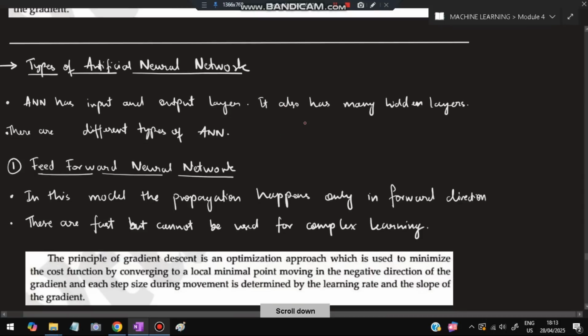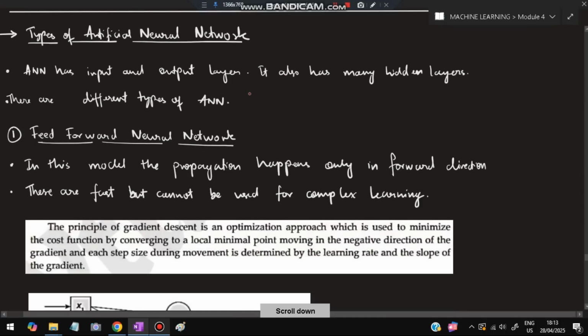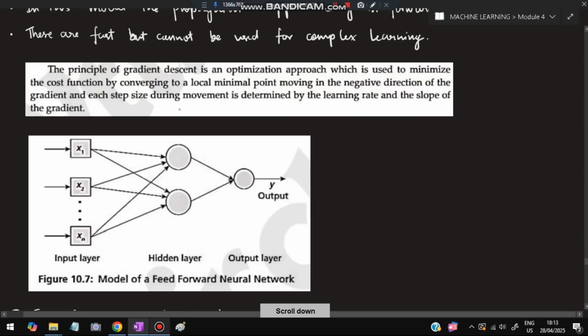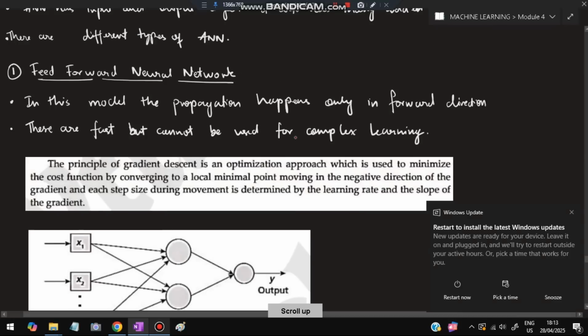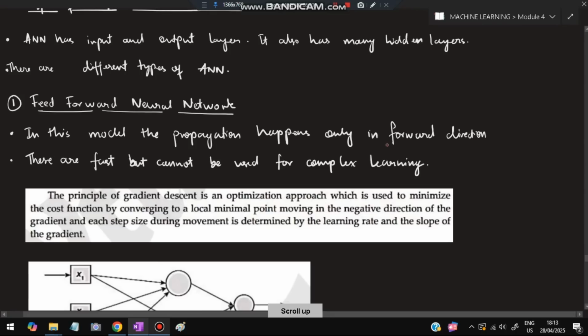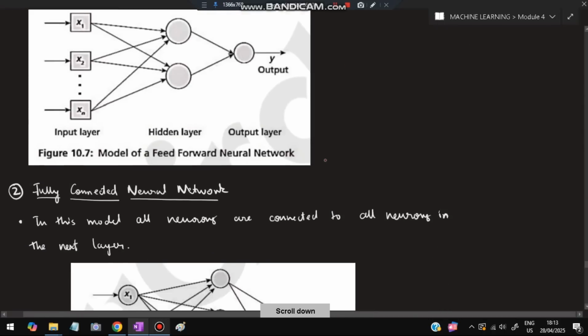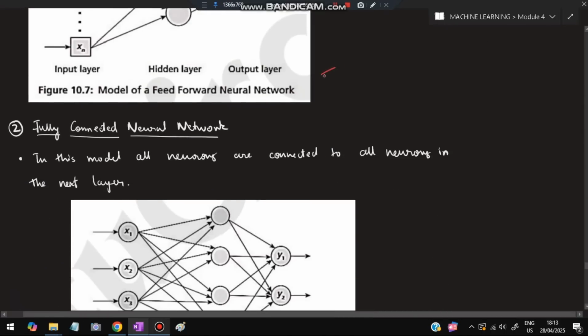Now, there are different types of artificial neural network. Different models are there. The first one is the feed forward neural network. Feed forward means the input comes from here and we calculate and keep moving forward. That is feed forward. It always moves forward, and it is complex. It cannot calculate easier answers, and here we'll be able to calculate only basic answers.